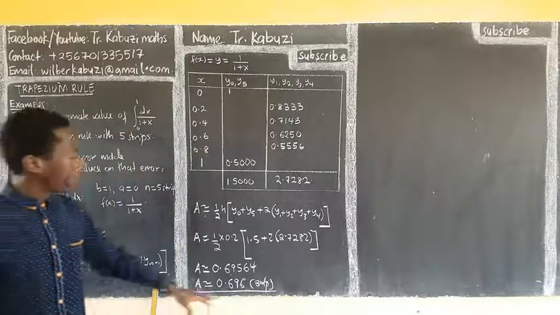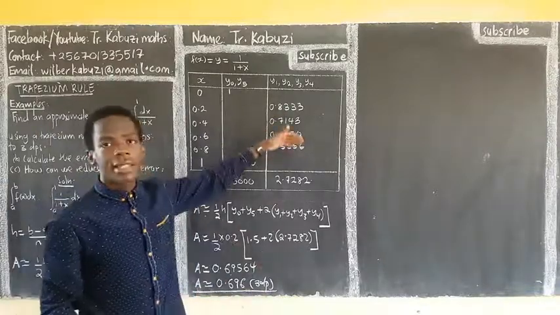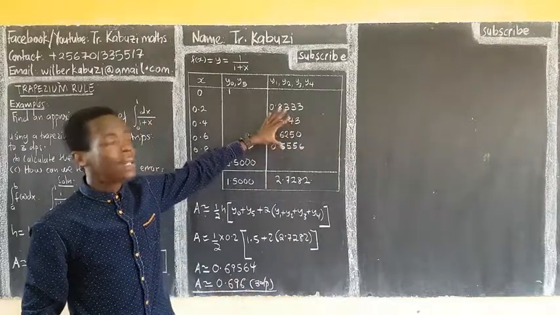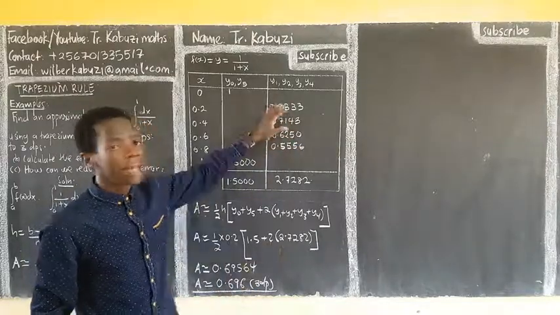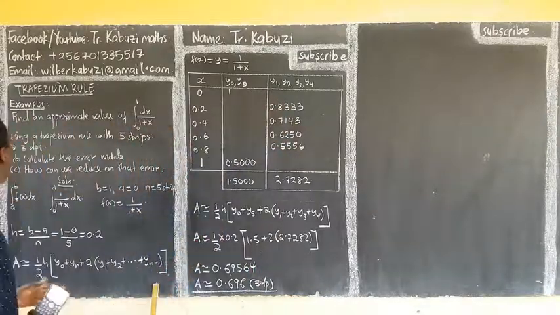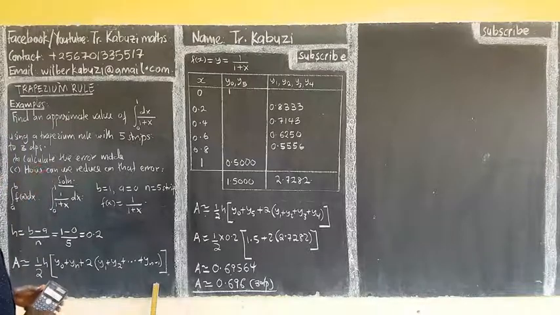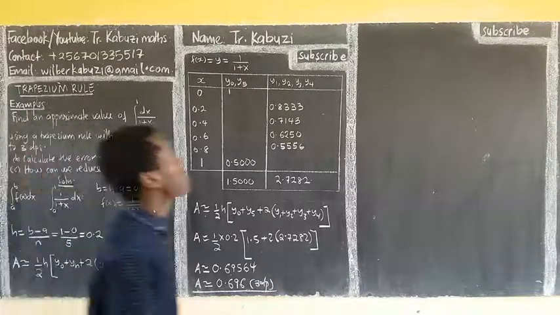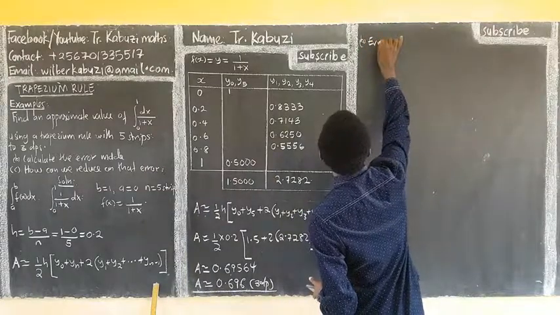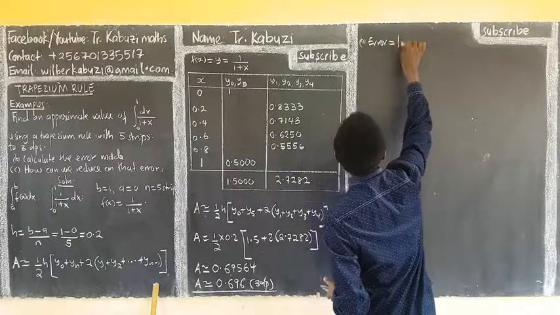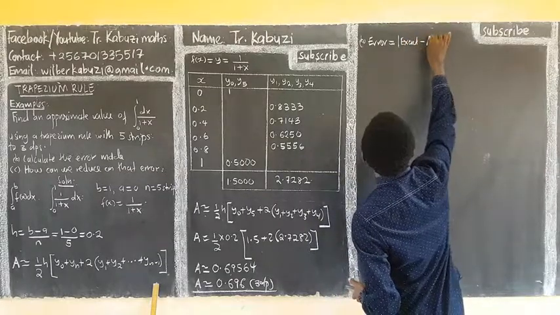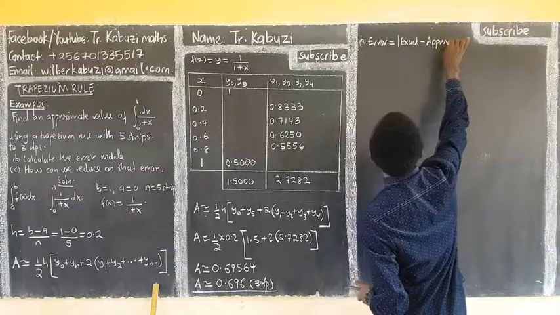I repeat, if they ask you to 3, you give your answer to 4. If they ask you to 4, you give these values to 5. If they ask you to 6, you give them 7. These decimal places should always be more than what the question wants. Then calculate the error made. To calculate the error made in part B, you know that our error is equal to the modulus of the exact minus the approximate value.